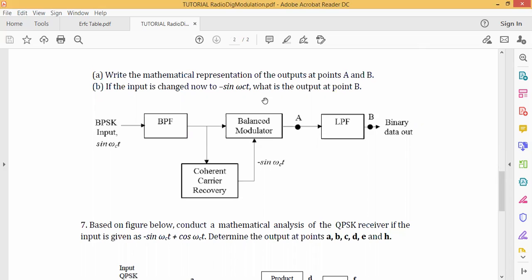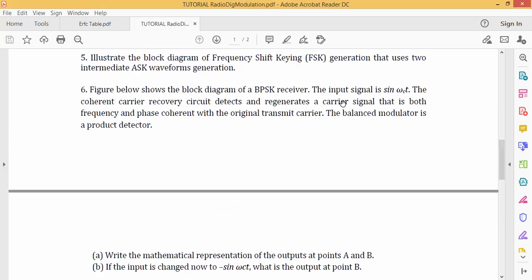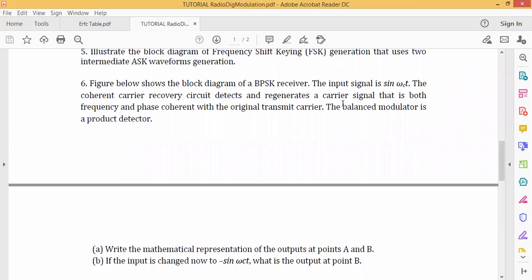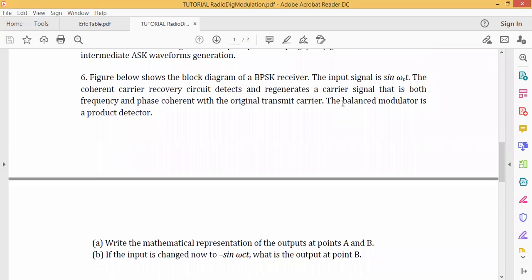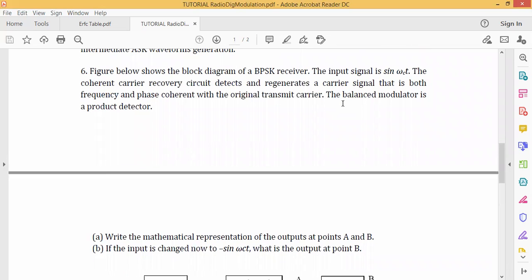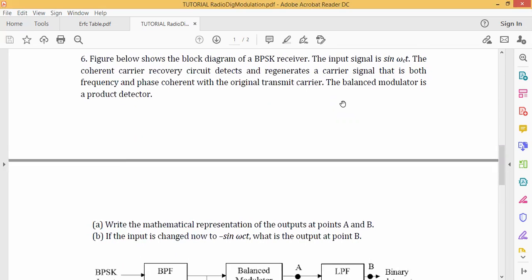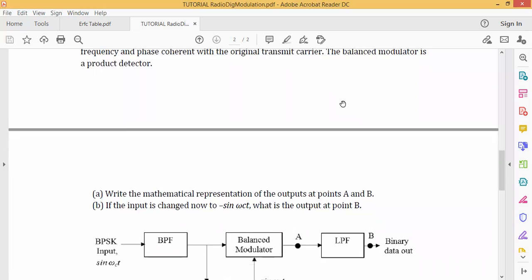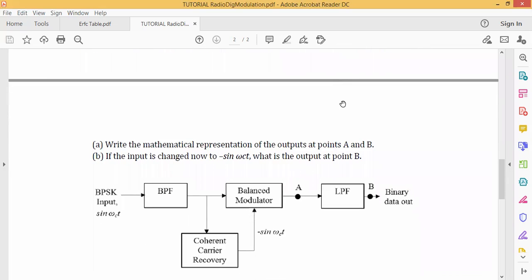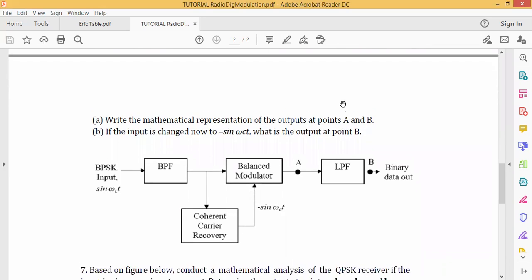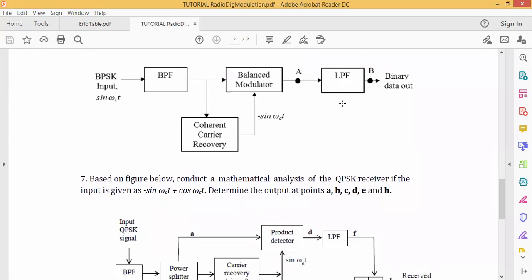And then if the input now changes to minus sine omega ct, what is the output at point B? So here you can notice there's a difference from our example. In our lecture, we use cosine omega c and minus cosine. In this, because it's a final exam, not too direct, it gives you sine and minus sine. The two inputs are the two BPSK signals. The concept is basically similar, and you should be able to solve it using the same approach.